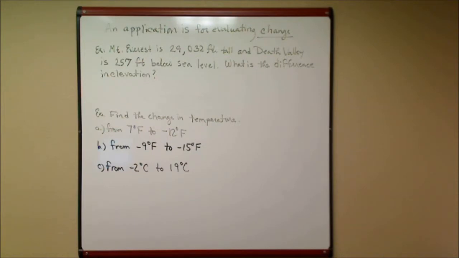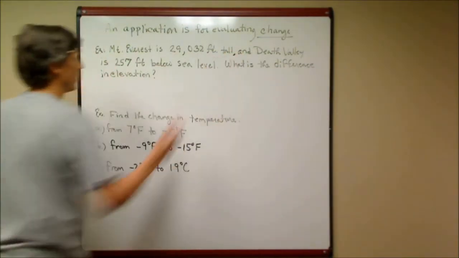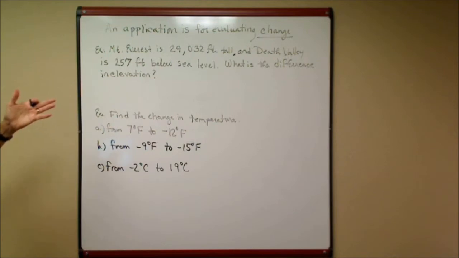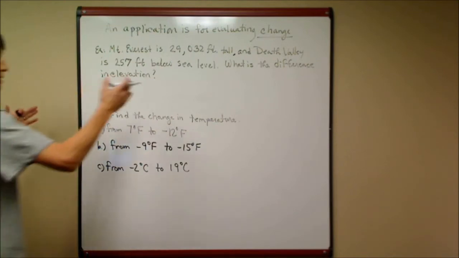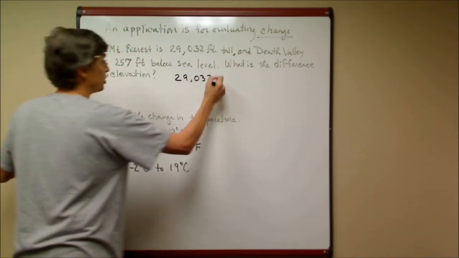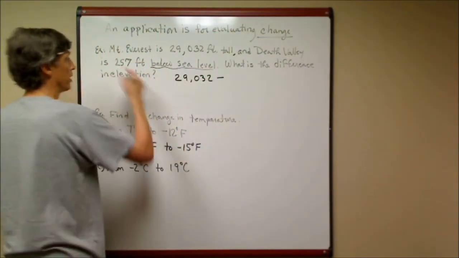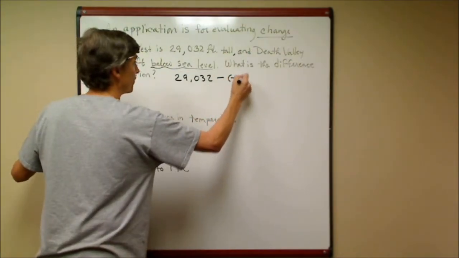Mount Everest is 29,032 feet tall above sea level, and Death Valley is 257 feet below sea level. What is the difference in elevation? Sorry, that's such poor writing there. Well, the difference in elevation would be subtracting 29,032 minus, now since this is below sea level, this is going to be considered a negative, negative 257.